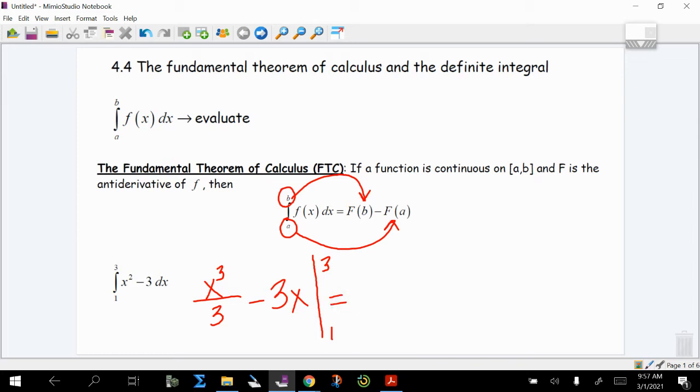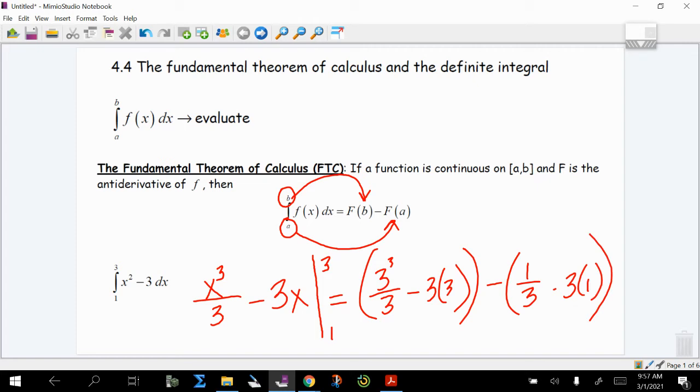So then I put my top boundary in first. So I'm going to have 3 cubed over 3 minus 3 times 3. This problem has a lot of 3's. I'm going to put my bottom boundary in next. So I'm going to have 1 cubed over 3, which is just 1/3, minus 3 times 1. And I'm going to subtract.